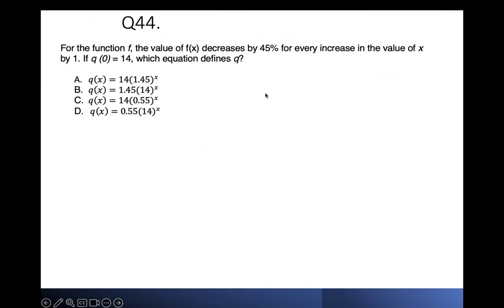In basics, y is equal to some constant and some rate and x. This is the way you write it, depending on what is going to happen. Now, for the function f, the value of x, f of x, that's your y, is decreased by 45% for every increase in the value of x by 1. Therefore, if I increase the value of x by 1, the whole function is going to decrease.